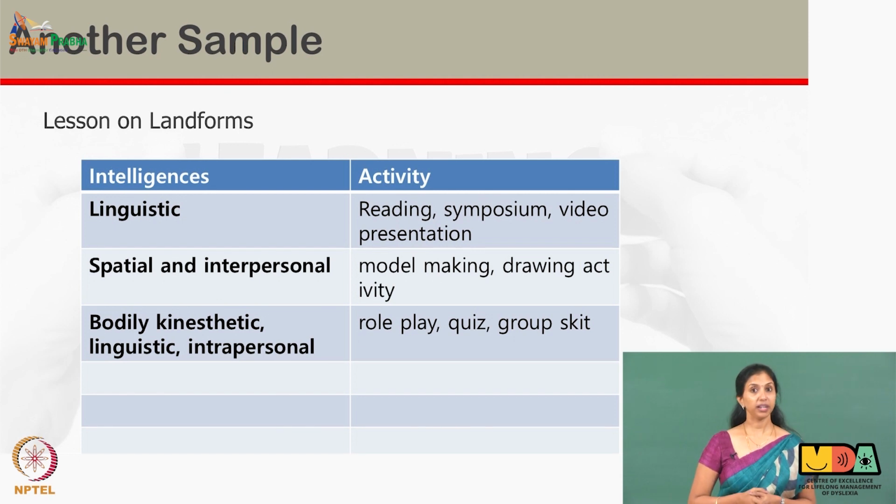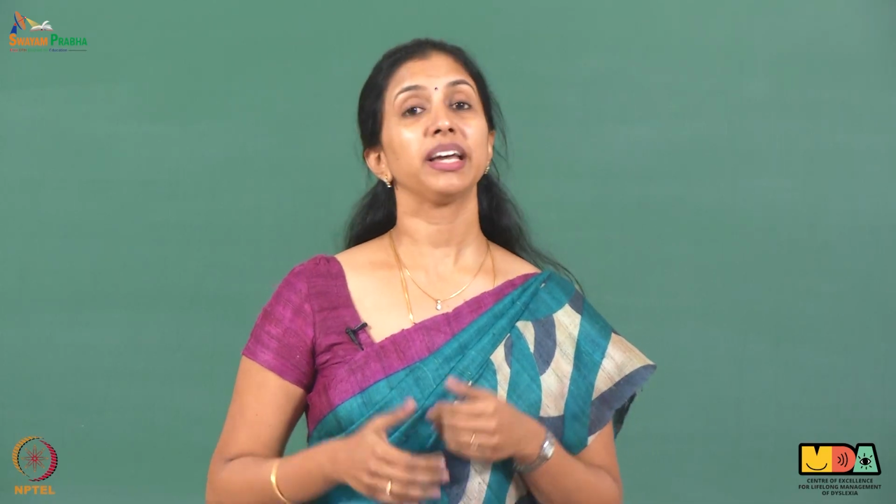Revision sessions can be made more interesting by the activity I am going to discuss now. The teacher can have a bowl of chits with the landforms written in them. The child approaches the teacher to pick up a chit. He describes the landform by acting it out. The child uses the language sensibly to put forth the information when he is acting. This will be the child with linguistic intelligence. It's interpersonal because it gives a sense of accomplishment and self-worth. It's bodily kinesthetic as it involves an action.